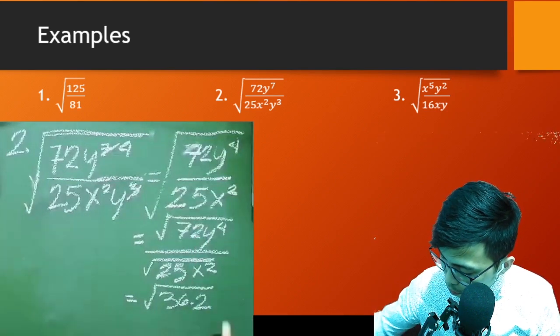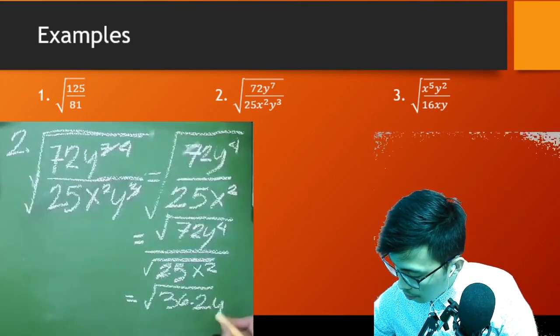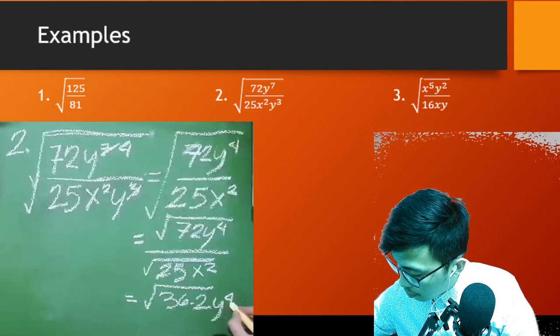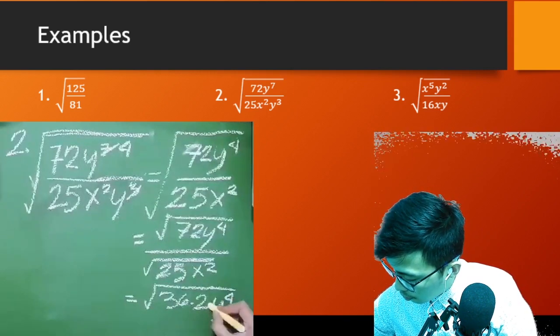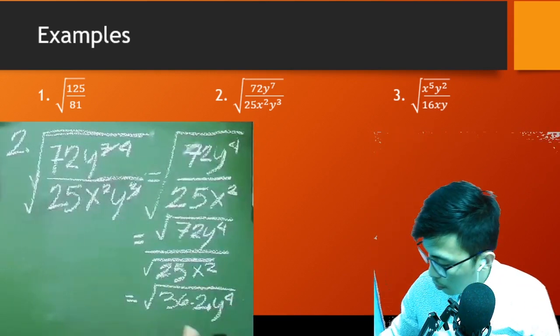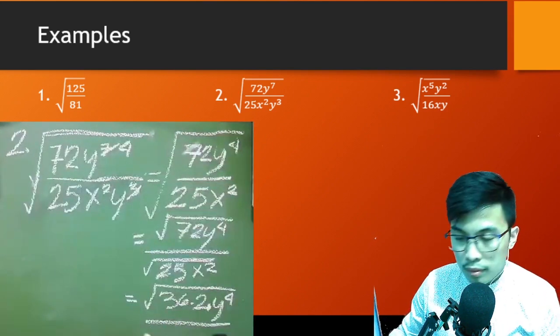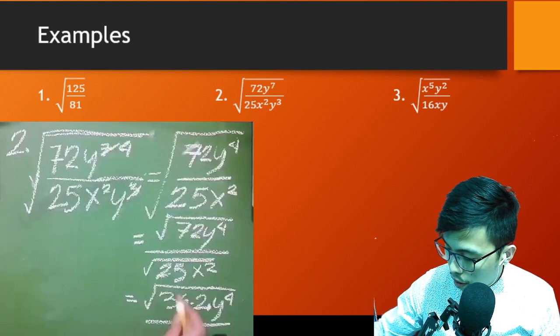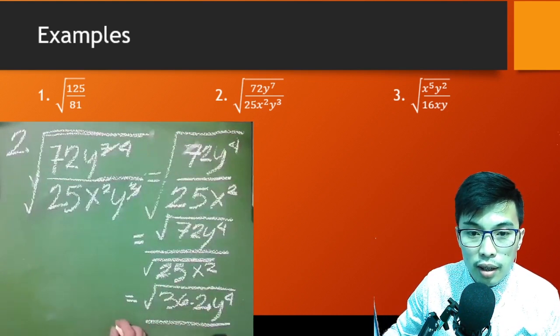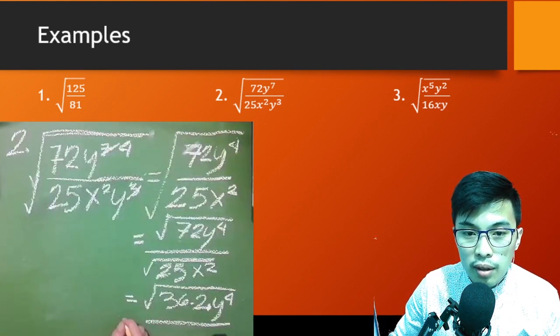And then, don't forget to write over. Okay. And 25 is a perfect square.